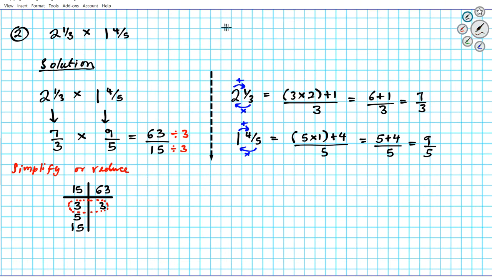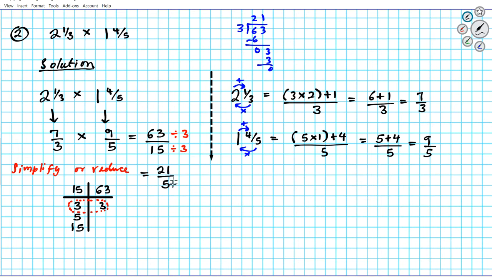You can use your long division to do it. Let's do it on the side here. So 3 divided by 63. 3 goes into 6 2 times. 2 times 3 is 6. Subtract that, 0, bring down 3. 3 goes into 3, 1. 1 times 3, 3. 0. So it's 21. Okay, so this is going to become 63 over 15 is going to become 21. 63 divided by 3 is 21. 15 divided by 3 is 5.